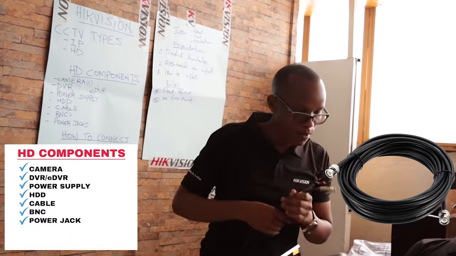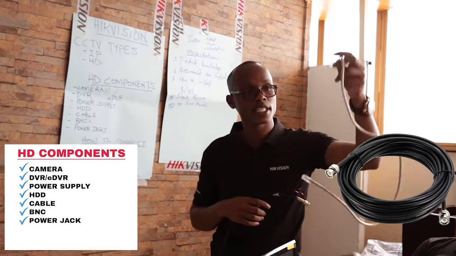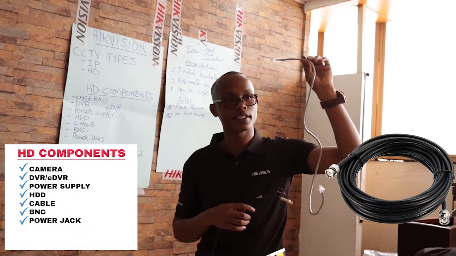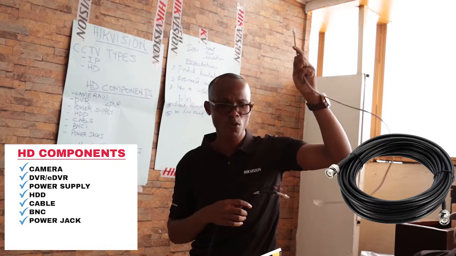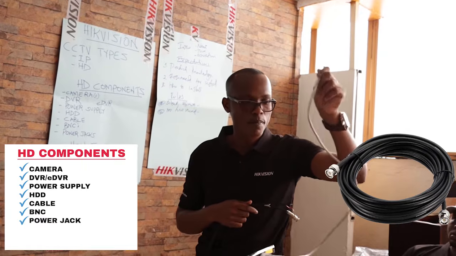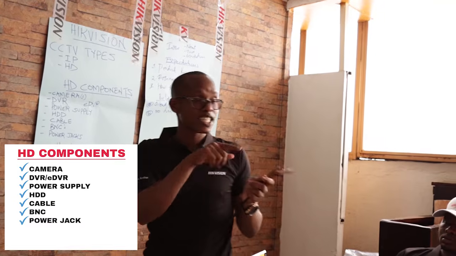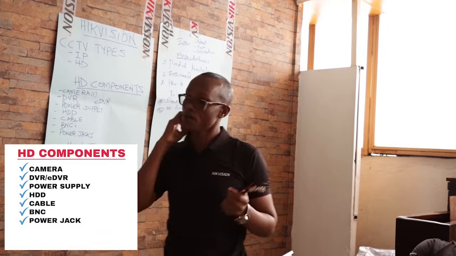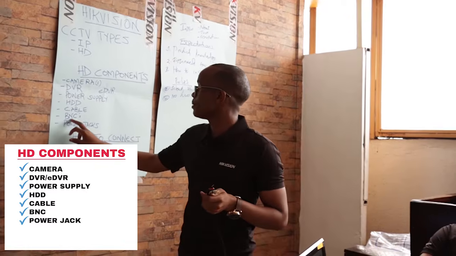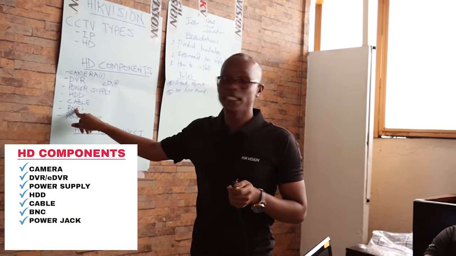The IP cameras use the other cable, which was this, and it carries both power and data. So this one is almost easier to install, but it is not yet the fastest moving product, because this one is still cheaper. It's cheaper to install.